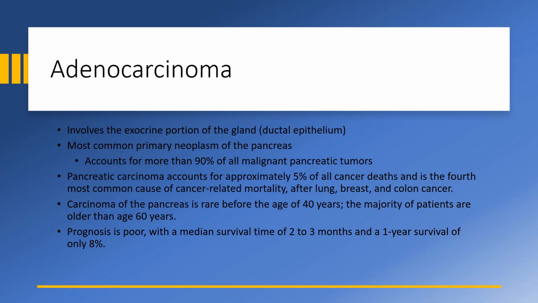Okay, adenocarcinoma. It's going to involve the exocrine portion of the gland, and it's the most common primary neoplasm of the pancreas. It's going to account for more than 90% of all malignant pancreatic tumors. So if you see a mass on the pancreas that you suspect is going to be malignant, chances are good it's going to be an adenocarcinoma.